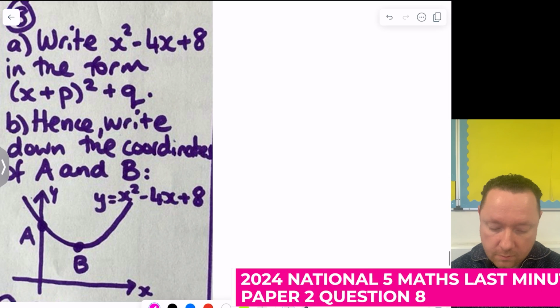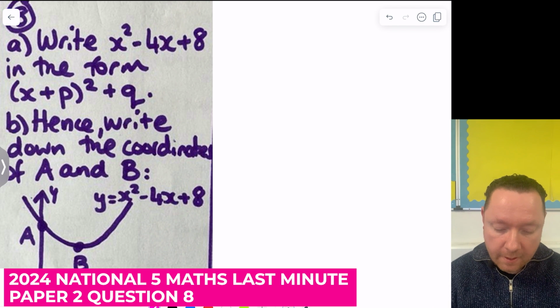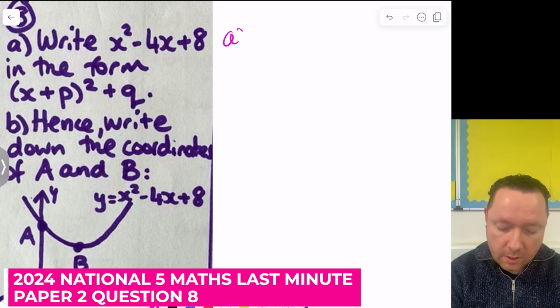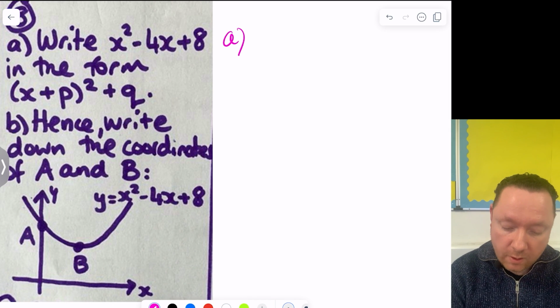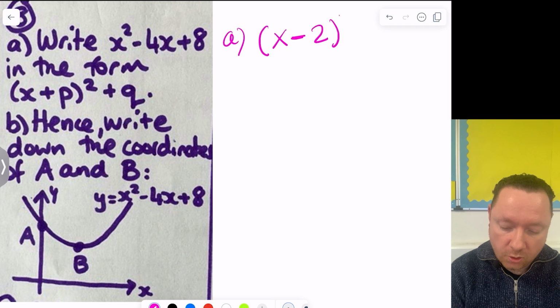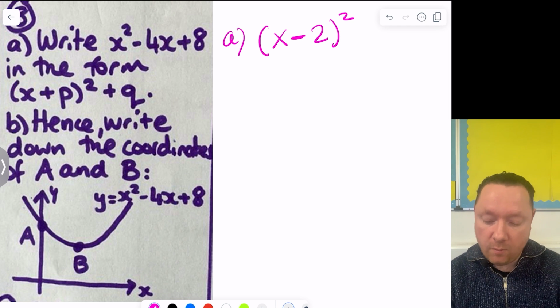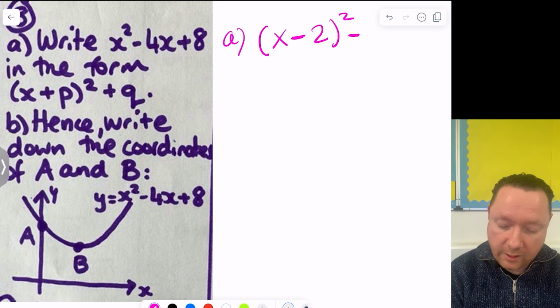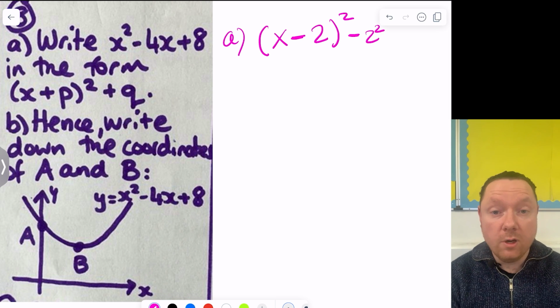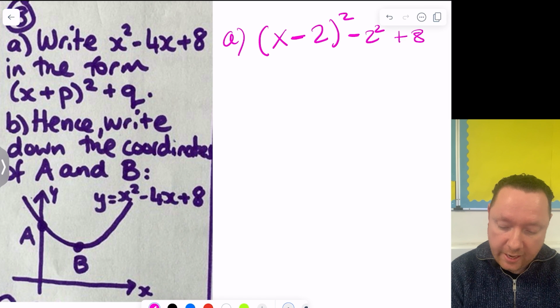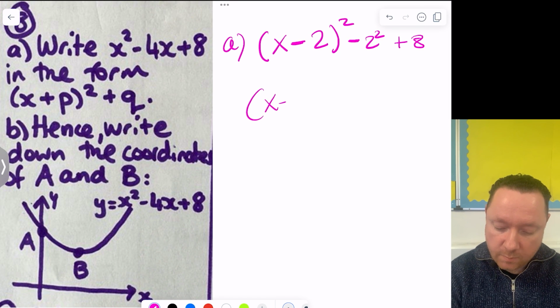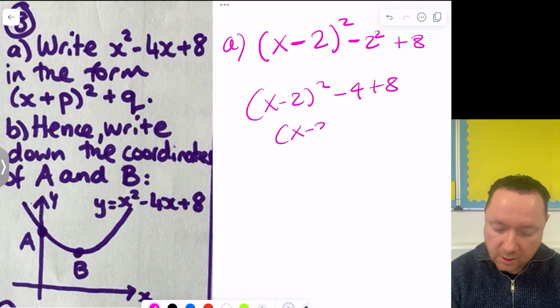And we're done there. Question 8. Write x squared minus 4x plus 8 in the form x plus p squared plus q. So that's called completing the square. So what I do is I half the middle term, so it's x, it's still minus, but it becomes 2, squared. And you immediately take away that number squared, the 2. So take away 2 squared, or take away 4 in other words, but we have still got plus 8 on the end. So that gives me x minus 2 all squared, minus 4 plus 8, which is x minus 2 all squared. 8 minus 4 is plus 4.